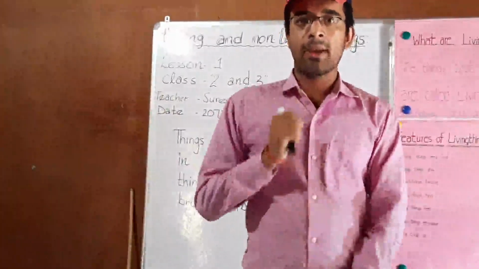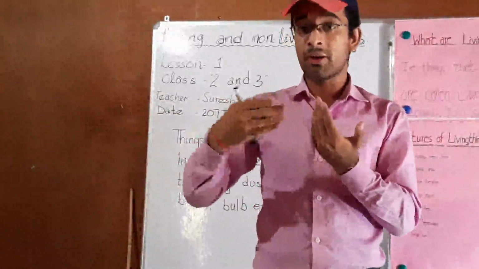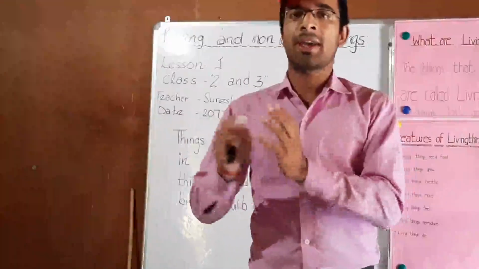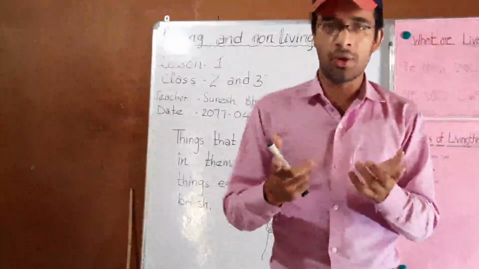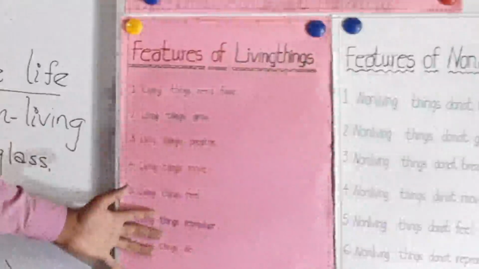Some of your students' grandfathers die because they have completed their life. Some die before their age because of an accident, and some die after a certain period, like 60 or 70 years. You sure know? Yes, you can. Okay, these are the features of living things.